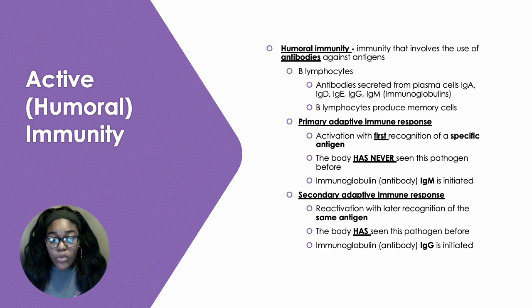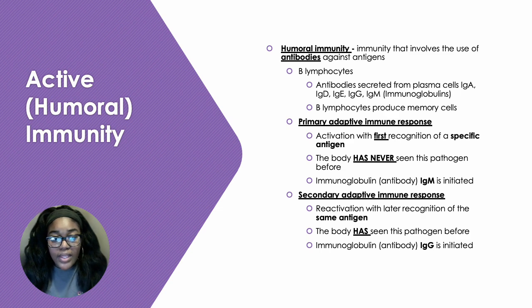Then we move into the secondary adaptive immune response, and this is the reactivation of your immune response with the same antigen. So there has to be a primary adaptive immune response, and IgM has had to surveil this pathogen first in order for there to be a reactivation in the secondary adaptive immune response. At this point in time, the body has seen this pathogen before, and therefore IgM is no longer going to be surveilling this pathogen. We have another immunoglobulin called IgG that will mount a more specific and a more aggressive response.